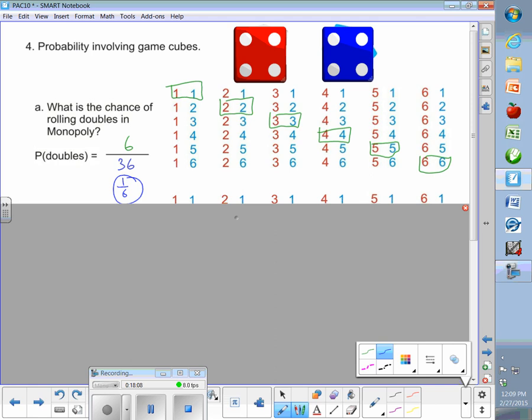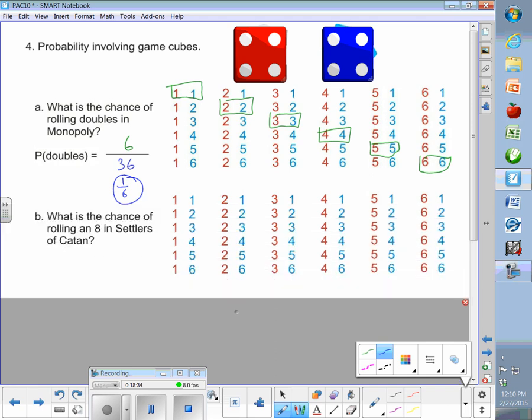Settlers of Catan, rolling doubles. No, that doesn't do the robber. 7 does the robber in Settlers of Catan. How many 7s are there? 1, 2, 3, 4, 5, 6. Matter of fact, a 7 is the same probability, a 1 in 6, that you'll roll a 7.